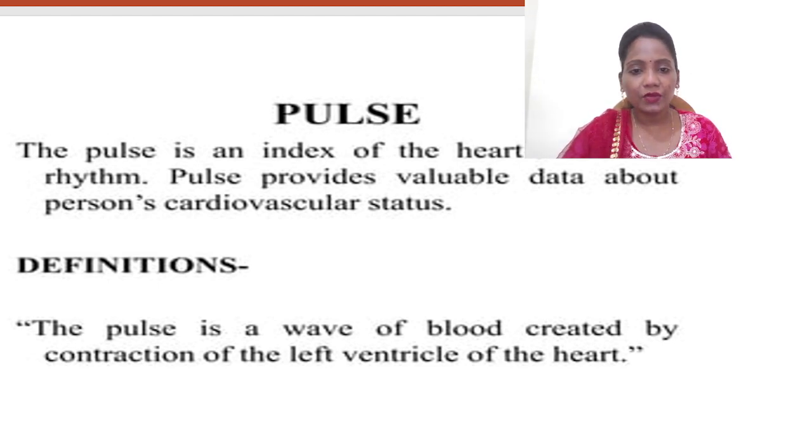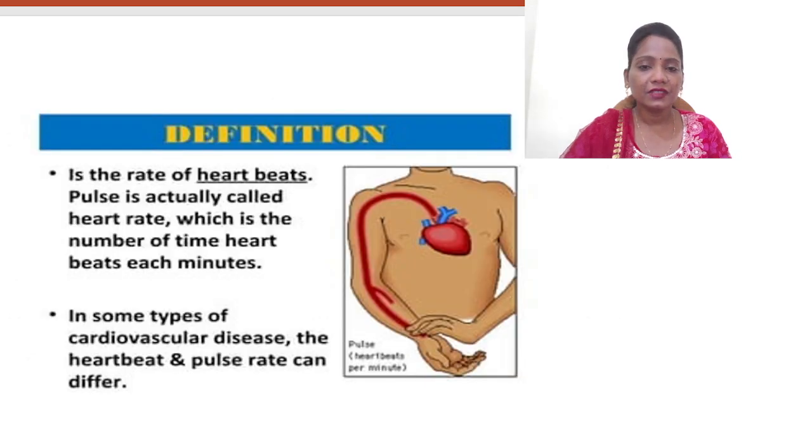The pulse is a wave of blood created by the contraction of the left ventricle of the heart. So, however many times the left ventricle of the heart contracts, that many times the heartbeat can be felt. Let's call it a pulse. It is the rate of the heartbeats. A pulse is actually called the heart rate, which is the number of heartbeats each minute.